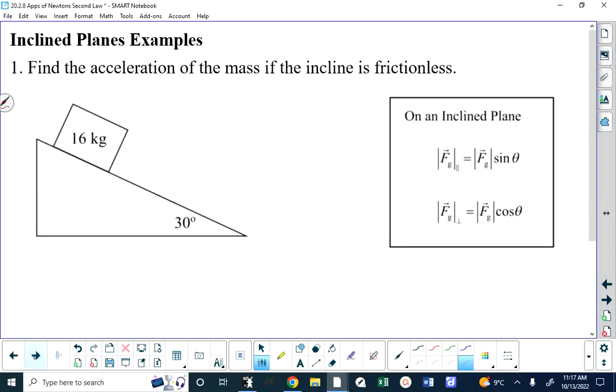So to begin with, what is the acceleration of the mass on this incline if there's no friction? I've got your formulas given to you on the right for inclined planes, the parallel and perpendicular components. This is not a difficult question when you see it, but you have to draw the free body diagram. It will contain a force of gravity that is parallel to the ramp, a force of gravity that is perpendicular to the ramp, and it will also contain a normal force.